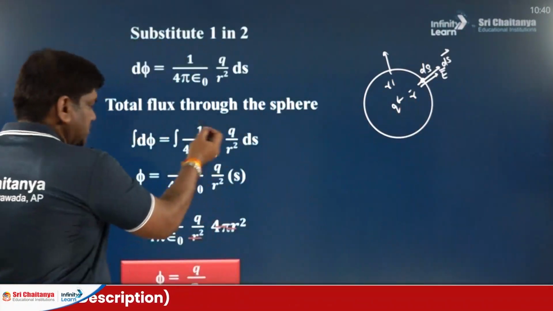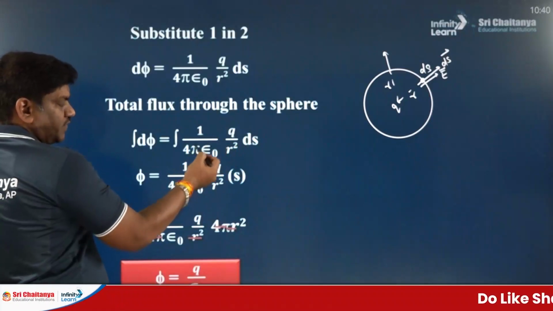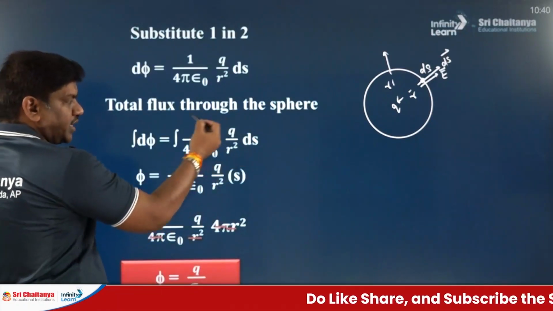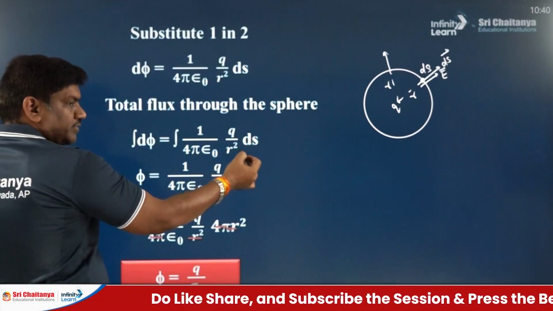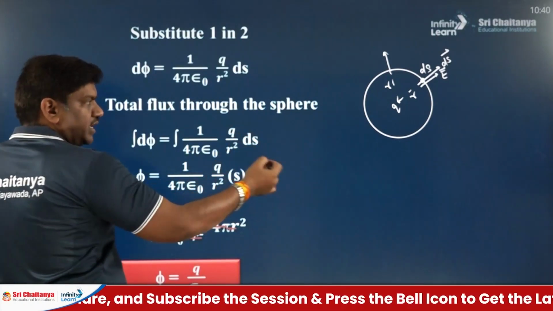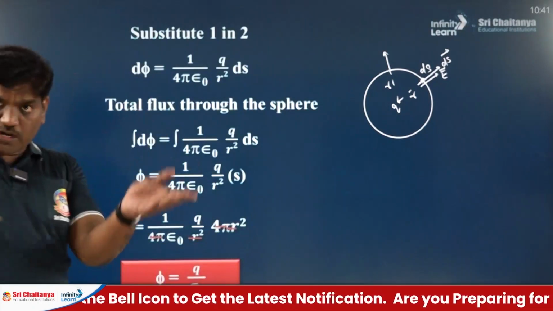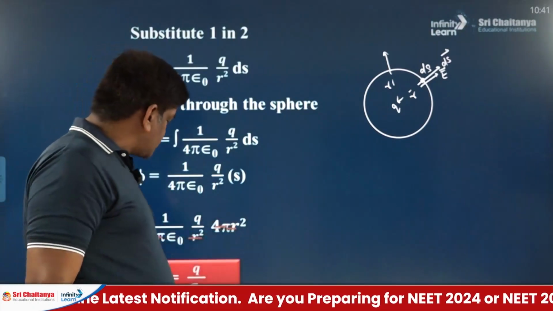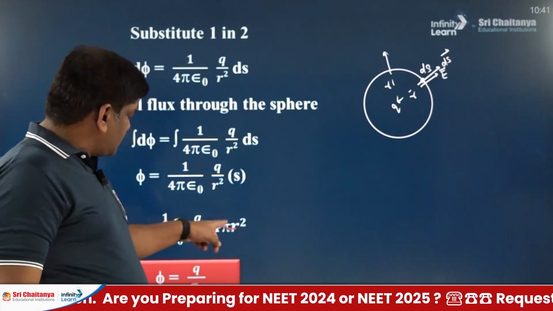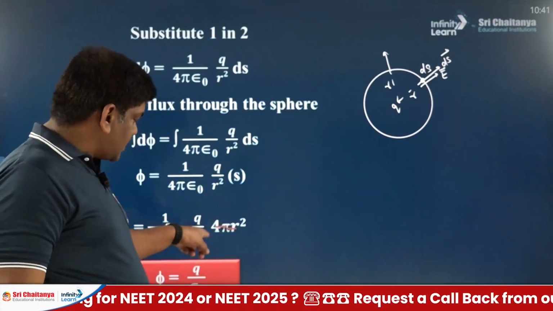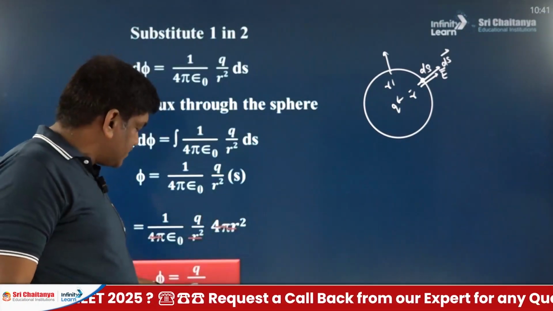That's why in the entire expression, this kq by r square, meaning 1 by 4 pi epsilon naught into q by r square, is a constant. You have to do the integration of this ds only. And what is the integration of ds? That is 4 pi r square, because the surface area of the sphere is 4 pi r square. So clearly you can see that the 4 pi cancels, r square cancels. What are we getting? Q by epsilon naught.